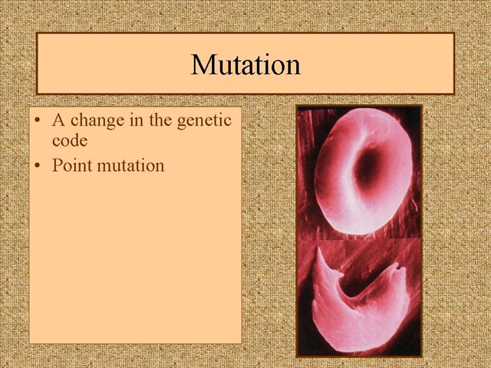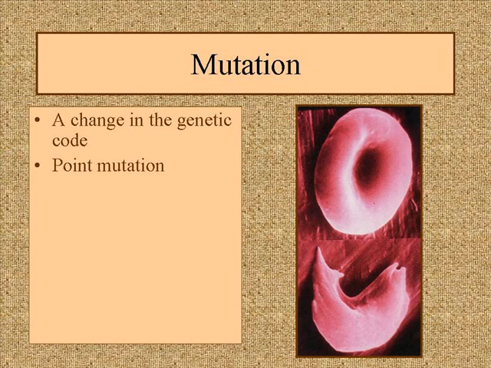In the case of this illustration on this slide, we've got in the upper part a normal red blood cell, nice and round, which can carry oxygen very well. That's what it's designed to do. The lower part of the image shows a sickled cell. Now, we're all familiar with sickle cell anemia, and we'll talk about it in more detail a little bit later on. But this sickle cell is caused by a point mutation.